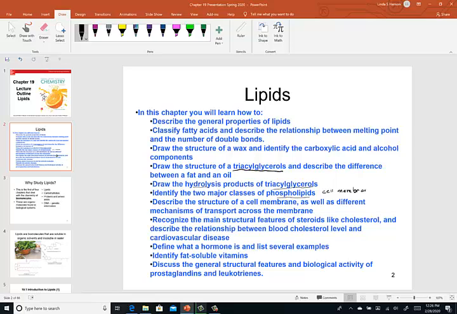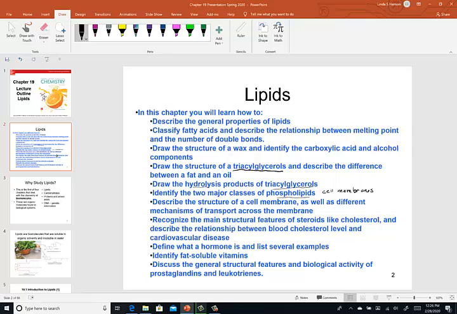Phospholipid bilayer. We'll talk about the cell membrane in this chapter, the structure of the cell membrane, as well as different transport mechanisms across that membrane. A little bit of overlap with your biology classes, perhaps. We'll recognize the main structural features of steroids, such as cholesterol, and describe the relationship between your cholesterol level and cardiovascular disease. Define a hormone and list several examples.